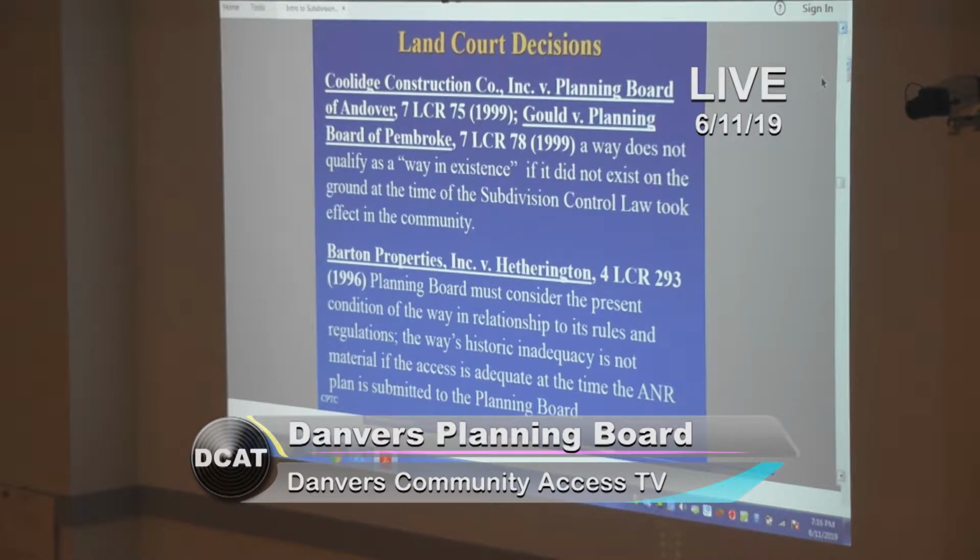So as I mentioned, the way needs to have actually existed on the ground as of the date that the town adopted subdivision control. So there might be a paper street. Someone might come in and want to construct it and call it a way in existence. And that doesn't fly. That doesn't constitute a way in existence because although it existed on paper, it didn't exist on the ground. That being said, in the Barton Properties case, the land court held that the board has to consider the current condition of the land. So if someone goes in on spec and decides to upgrade a road that did exist as of the date of subdivision control in the town, but maybe it was just a cart path or a logging road that wasn't in very good shape, they go in, they improve it so that it does provide adequate access, then at that point the planning board would have to grant A&R endorsement.